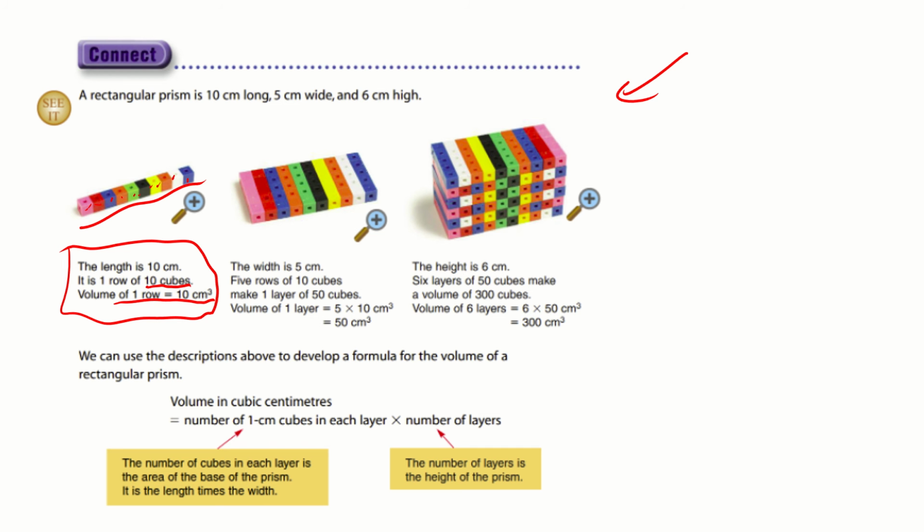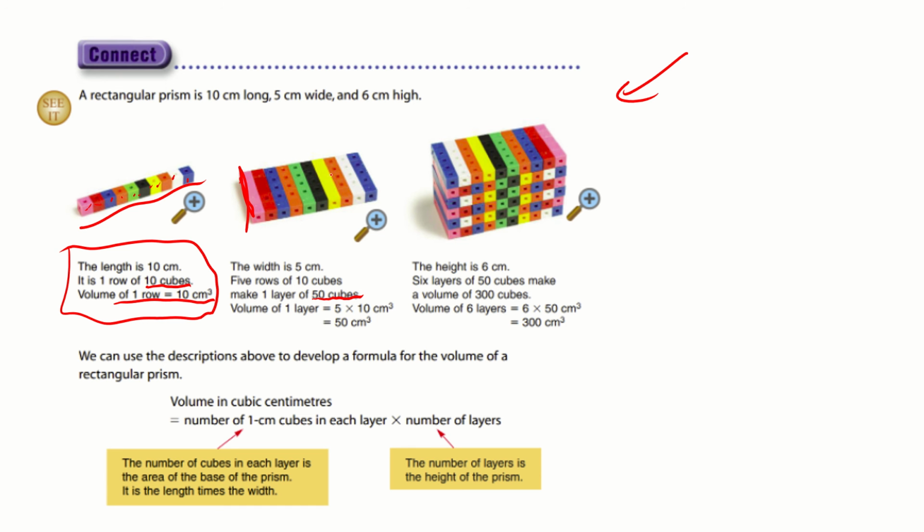The next one is the width. The width is right here, and the width is 5 centimeters. So now we have 5 rows of 10 cubes. Here is 10 cubes, and that's our length. Now we have 5 rows of it. So here we have 1 layer of 50 cubes. If you count all of these, you're going to get 50 cubes.